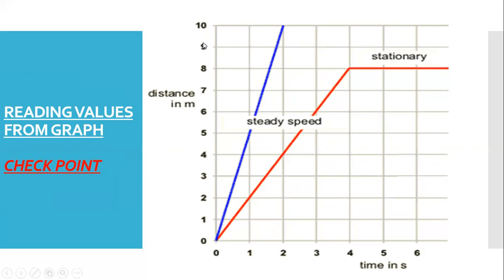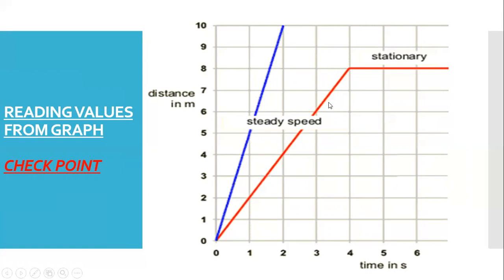Speed is equal to distance by time. Maximum distance covered is 10, and its corresponding value along the x-axis is 2. So 10 by 2 is 5 meters per second. That is the speed covered by the object.